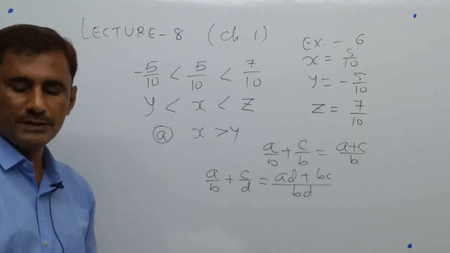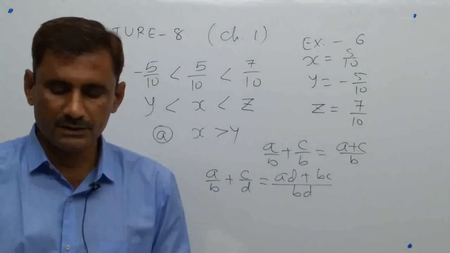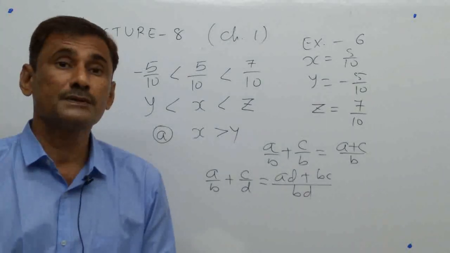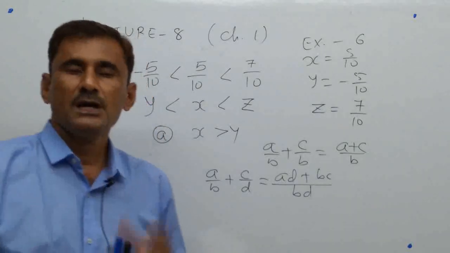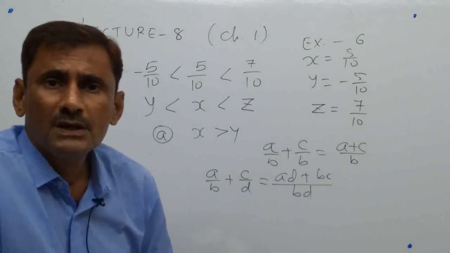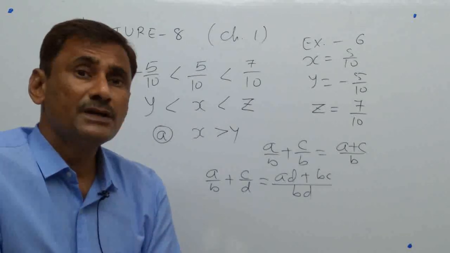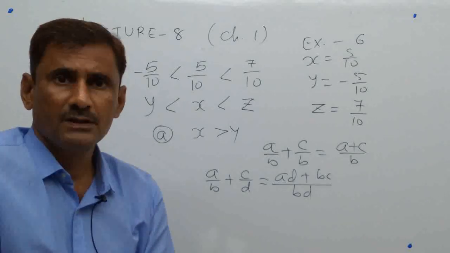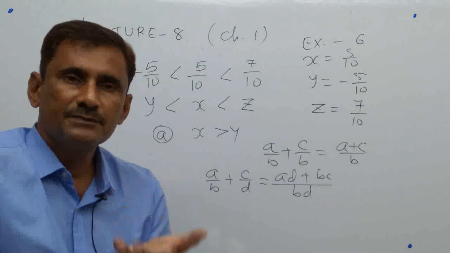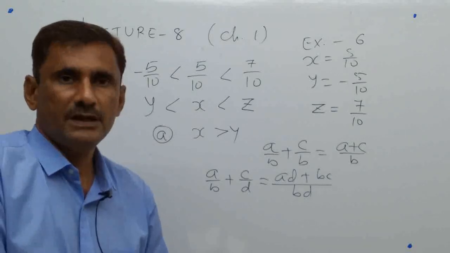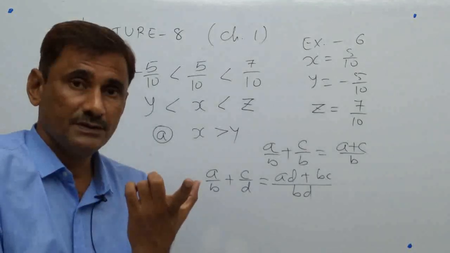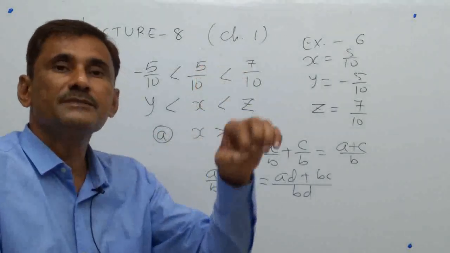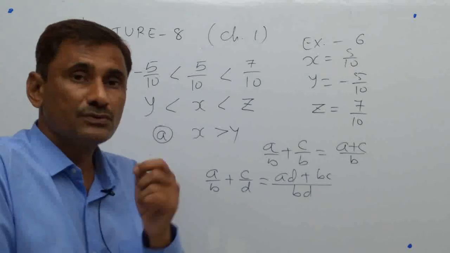The sum of two rational numbers is always a rational number. This is called closure property. Understand what is meant by closure property. Closure property means what? If you combine any two numbers, either you add, subtract, multiply or divide, with any operation you combine both numbers, then the answer should be in the same set.